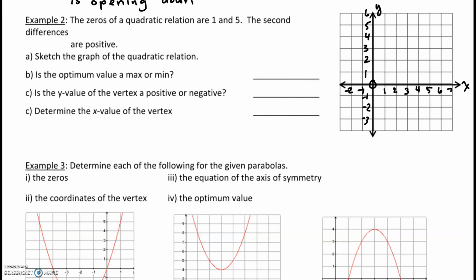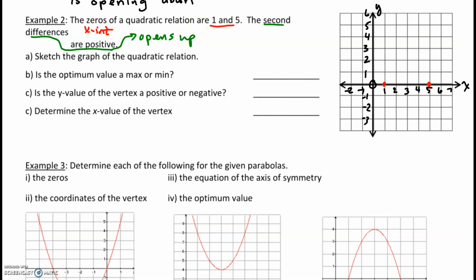All right, next I'm going to go ahead and plot the zeros. So the zeros, remember, another name for it is x-intercepts. So the x-intercepts are 1 and 5. So at 1 and 5, I know that's where my parabola crosses the x-axis. It tells me that my second differences are positive. If my second differences are positive, I know that means that my parabola opens up.